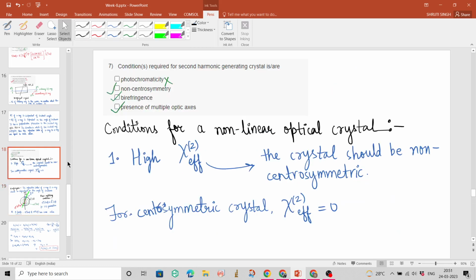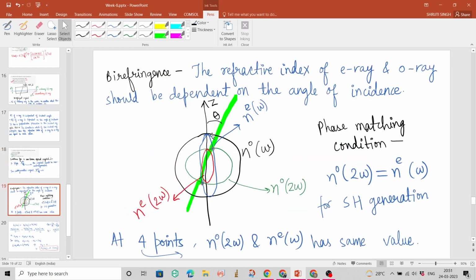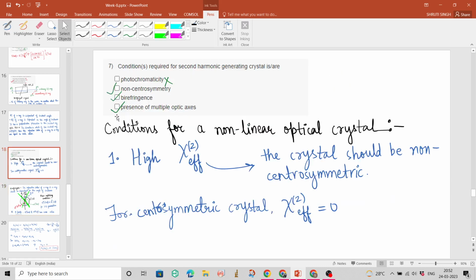So our question was about the presence of multiple optic axes. If there are many optical axes like this, then we will have many such angles and we can get second harmonic at so many angles. So it will be easier to tune the angle. If we have only one optic axis, then there is only one angle. This is the angle, or in the reverse direction, it will be this angle. So if there are many optical axes, we will have many angles to keep. So that's why, in the question, we can have this option also as correct.